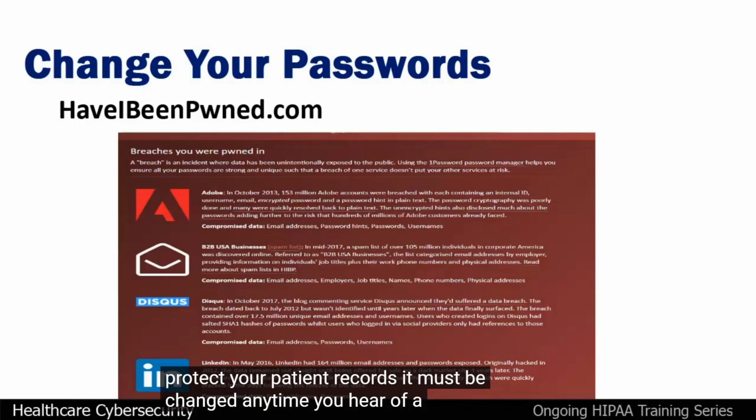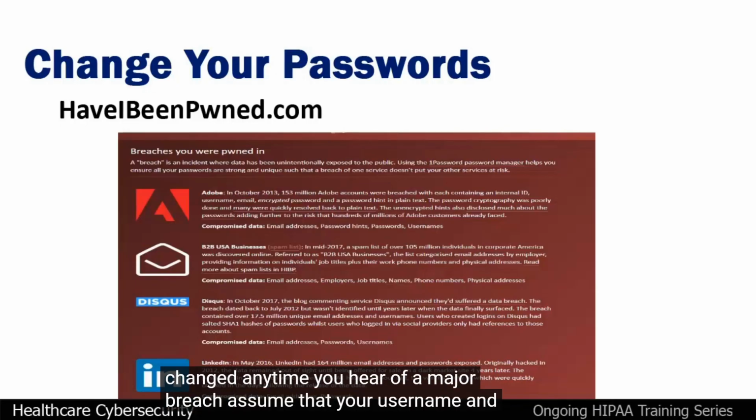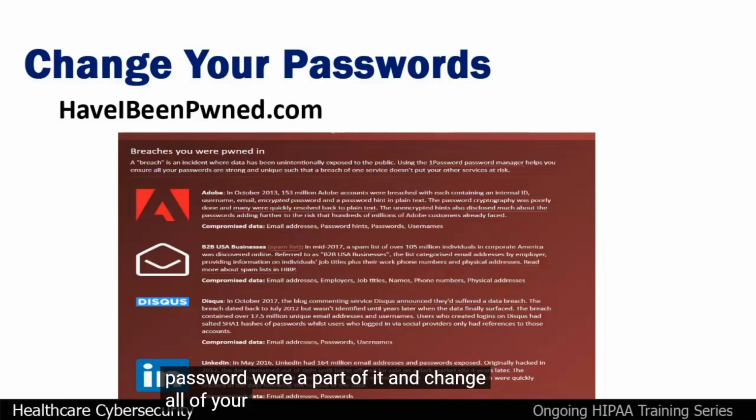Anytime you hear of a major breach, assume that your username and password were a part of it and change all of your passwords.